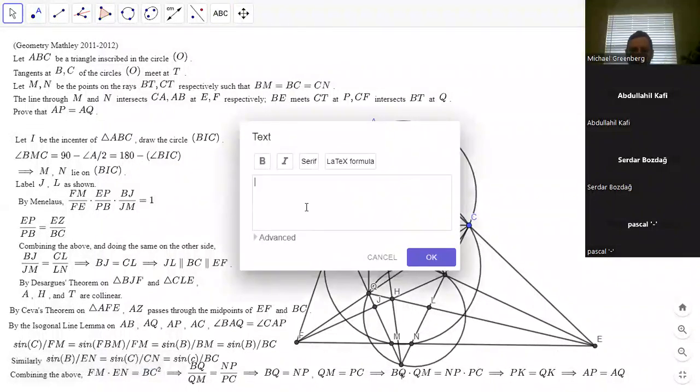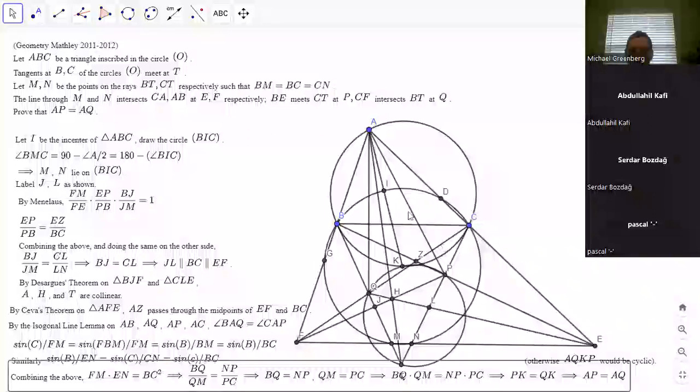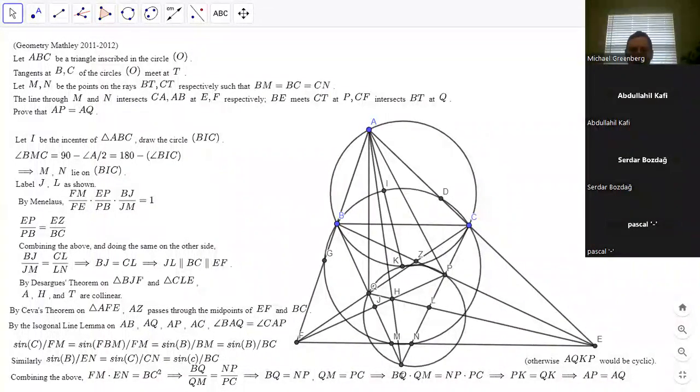Okay, I'll just write a note here, and then we can move on to the next problem. Otherwise, AQKP would be cyclic, and if that was cyclic, then we'd have two circles with three intersections because this is also cyclic. Okay, interesting. All right, this is a cool proof. So thanks a lot, and I will move on to the next one.